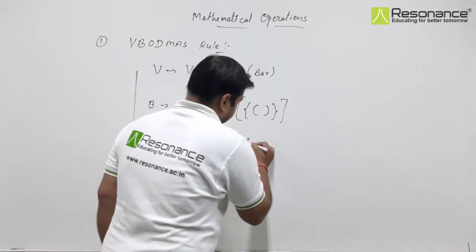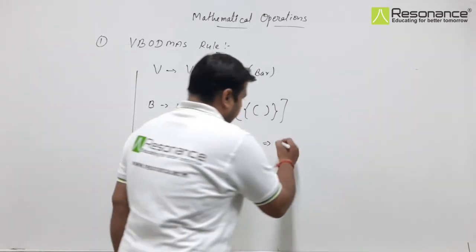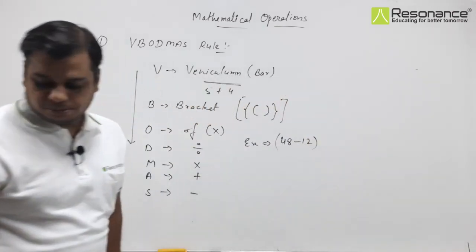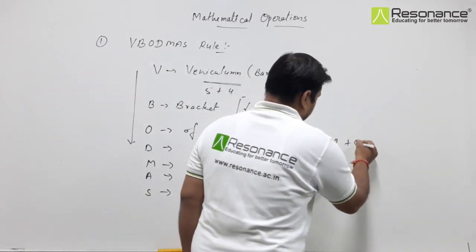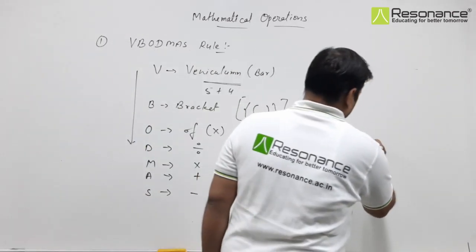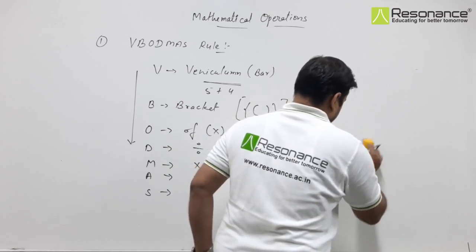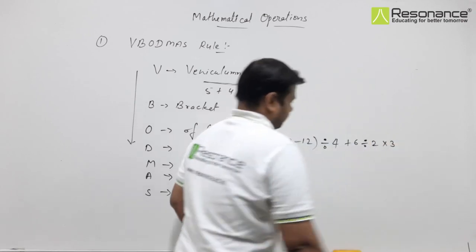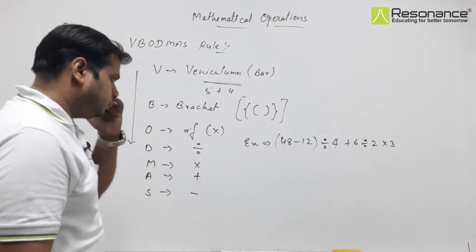Like, just for an example, we can have 48 minus 12 in the bracket, divide by 4, plus 6, divide by 2, multiply by 3. This is the equation we have. Now we have to solve this equation.